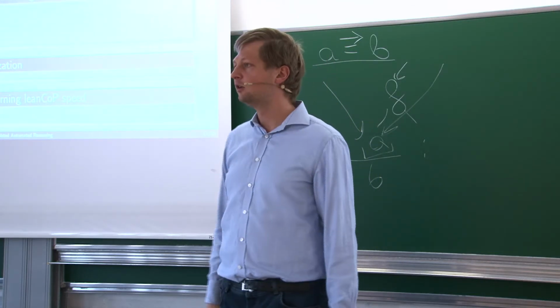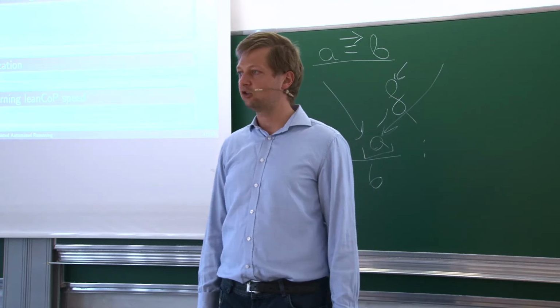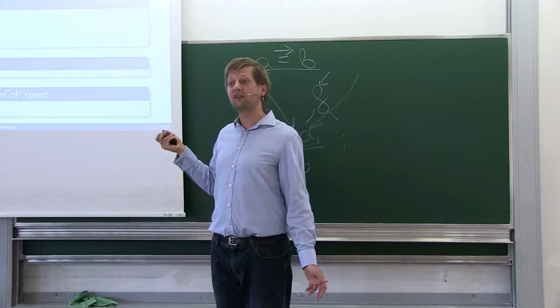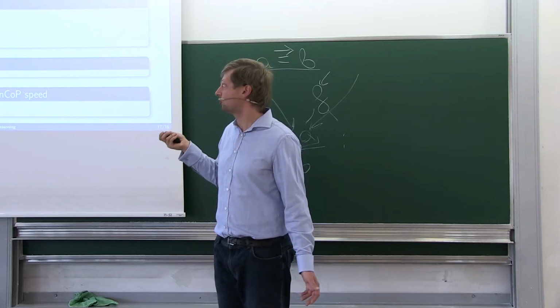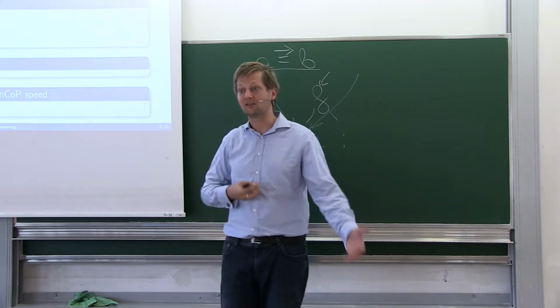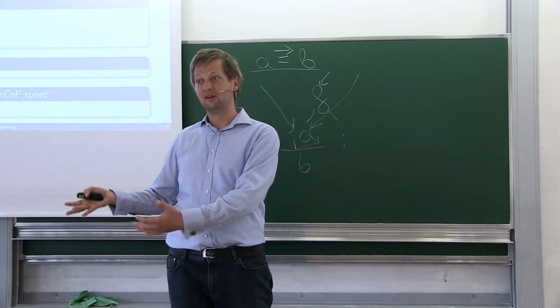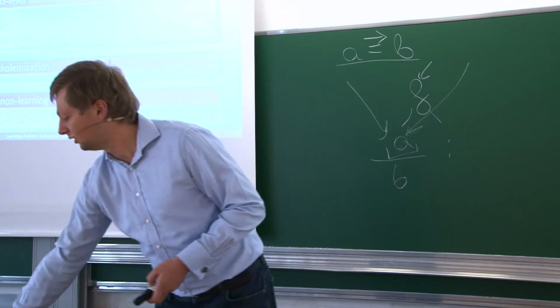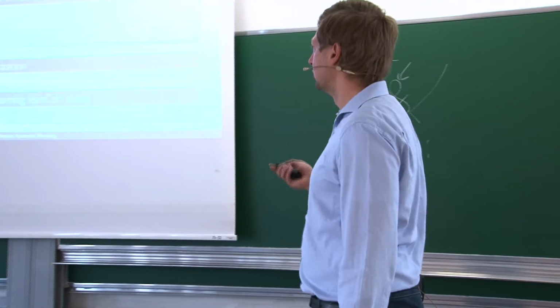And the third level would be to integrate it in the actual ATP indexing structure. Whenever a prover tries to figure out which of the clauses could potentially unify, it uses an indexing structure, in this case a discrimination tree, and the discrimination tree, rather than storing the clauses, would store the naive Bayes data, so you can select: these are the ones that we will try before we even look at the other ones, right? So that was the rough idea.